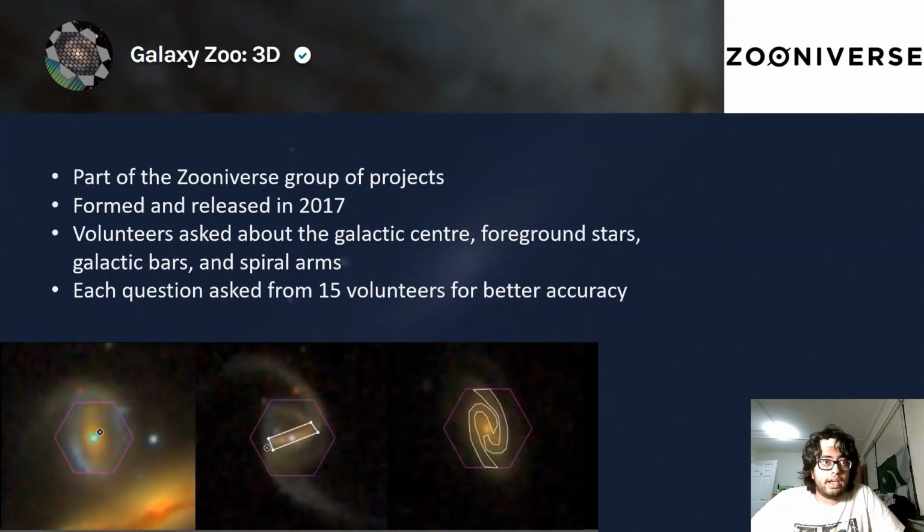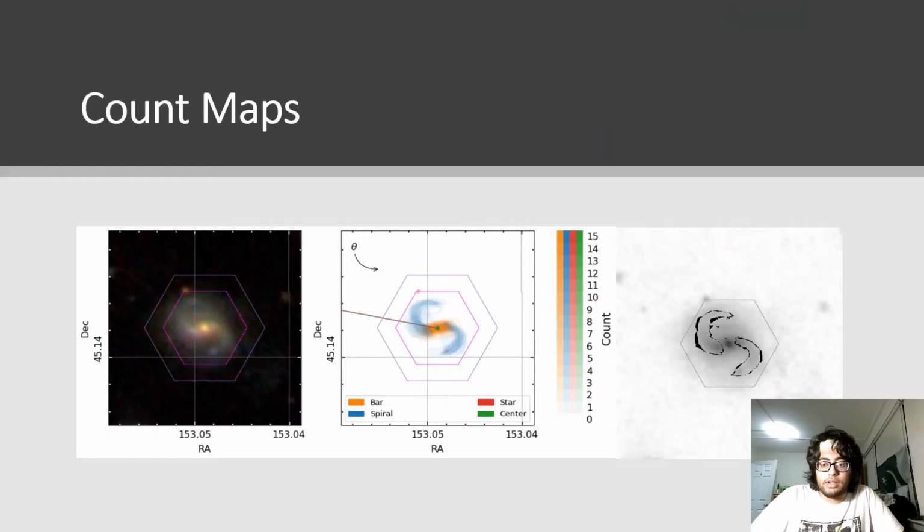It asked 15 different volunteers for each galaxy different questions about the galactic center, the foreground stars, the galactic bars, and the spiral arms of said galaxy. And with this information combined, we were able to achieve count maps for different galaxies. And count maps basically show parts of the galaxy where different amounts of people, from 0 people to 15 people, have identified different galactic features.